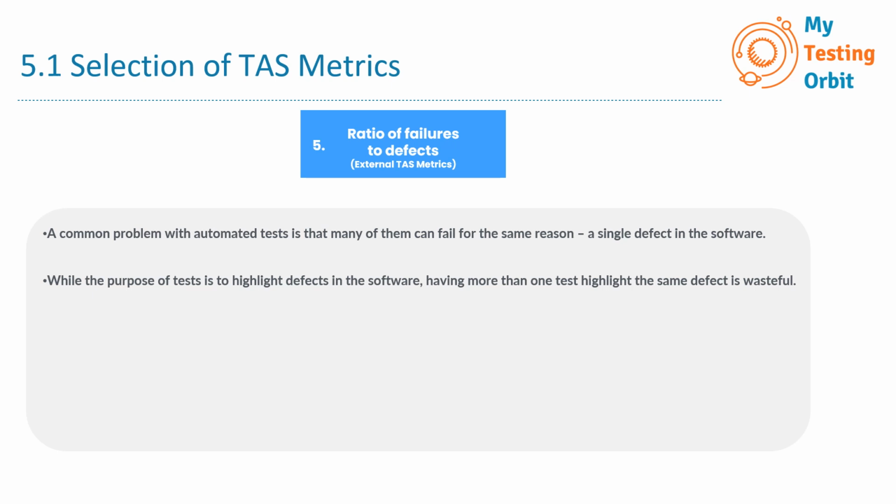The next point is, while the purpose of test is to highlight defects in the software, having more than one test highlight the same defect is wasteful. So when these multiple tests fail due to the same checkout bug, it's like having multiple alarm bells ring for a single fire in the building. It not only consumes resources, but it also makes it harder to pinpoint the root cause efficiently.